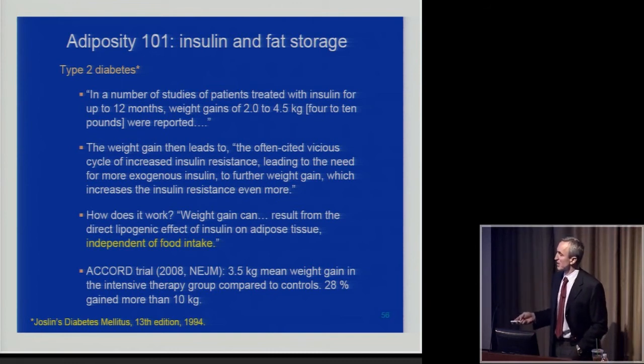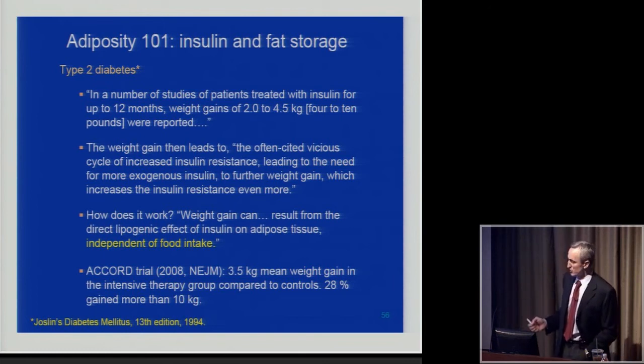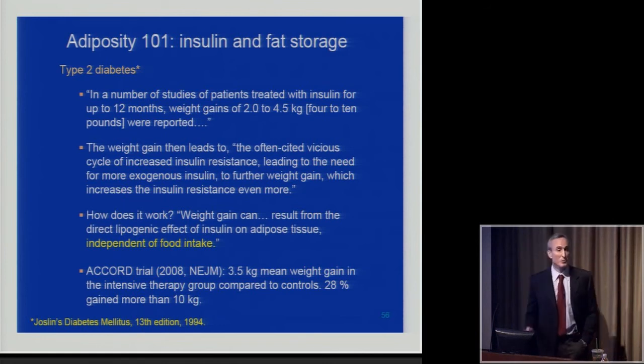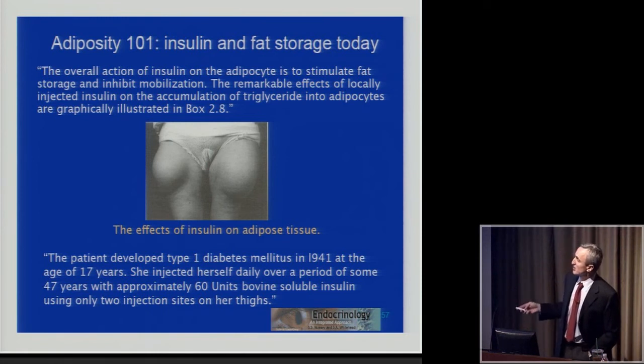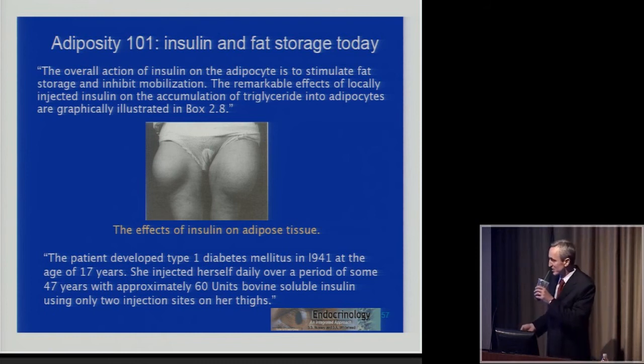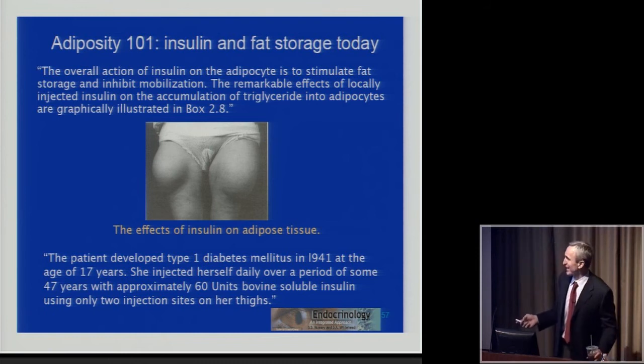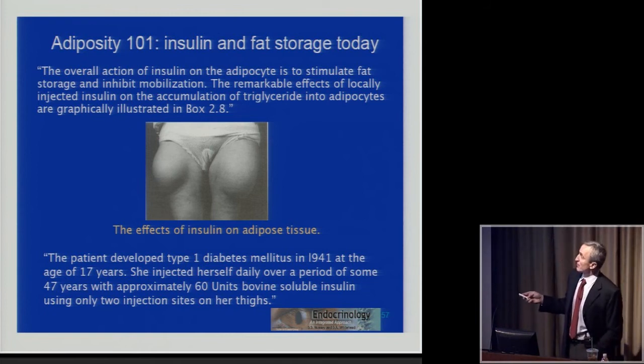So how does it work? And this is from Joslin's Diabetes Mellitus: weight gain can result from the direct lipogenic effect of insulin on adipose tissue independent of food intake. Insulin makes people fat. That's what it does. It's a lipogenic hormone, and you can see this example. This is from Endocrinology: An Integrated Approach, a 2000 textbook that can be accessed on the NIH Library of Medicine website. The overall action of insulin on the adipocyte is to stimulate fat storage and inhibit mobilization. The remarkable effects of locally injected insulin on the accumulation of triglyceride in adipocytes, fat cells, are graphically illustrated here.